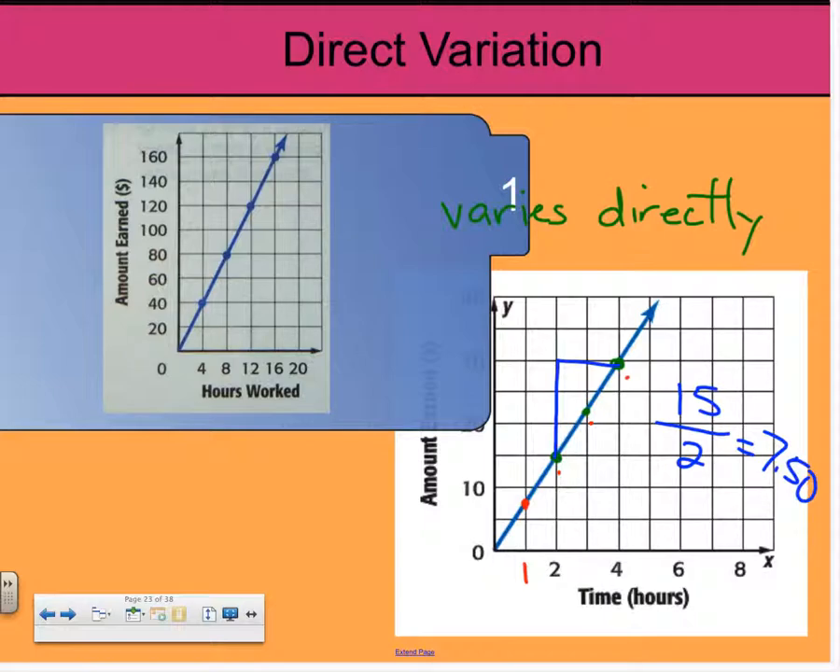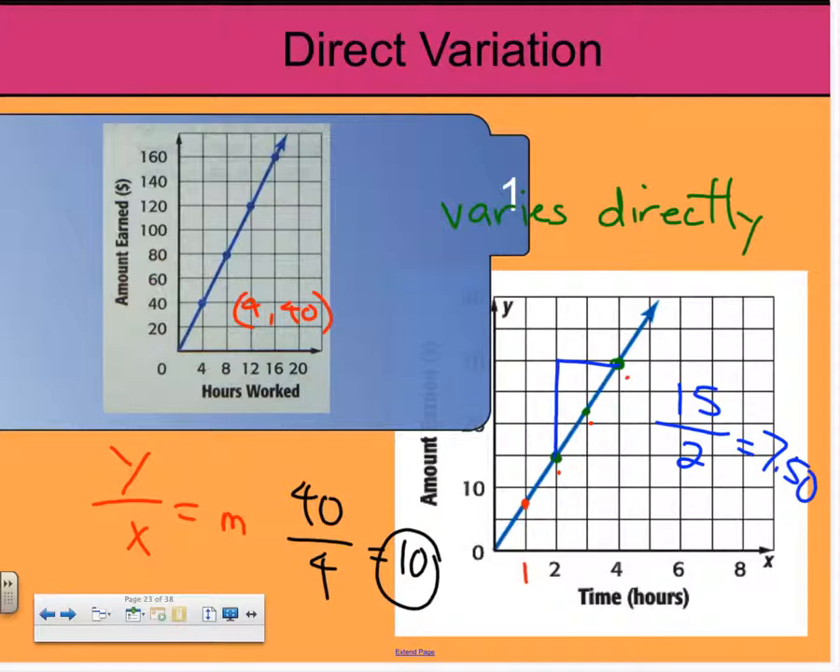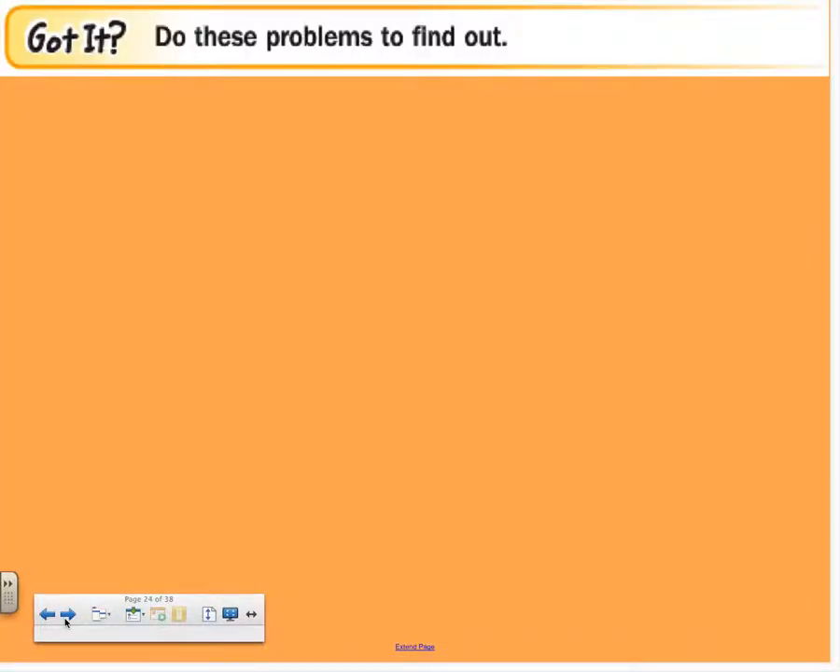And on a direct variation, if I want to find the slope, the unit rate, the constant rate of change, it's all the same thing. So in this example, we want to know how much this person earns per hour. Well, we can take this coordinate pair here, which is (4, 40), turn that into y over x, and figure out what m, our slope, is. So y is 40, x is 4, so we know that this person earns $10 an hour. So y divided by x gets you your slope, your constant rate of change, or your unit rate. Go ahead and try the first Got It at the bottom of page 190.